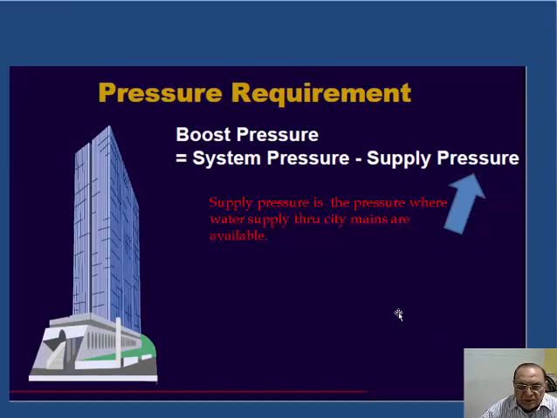This is what we have. Supply pressure is the pressure where water supply through city mains are available. This is what we have explained earlier, and this will be remaining as a working pressure in case where we are having a negative pressure or tanks, storage tank supply suction from to the fixtures where it is to be provided.